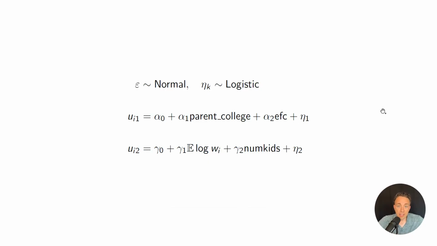So this slide summarizes the assumptions that we've made based on the data that we have. We're going to assume that epsilon is normal, and that eta k is logistic for k equal 1 to 2. We're going to assume that the schooling decision is a function of whether the parent went to college, that would be the Z variable from our theoretical model, and EFC, which is the schooling cost variable, just some measure of ability to pay by the family. And then in the second period, we might assume that K is the number of kids, which makes sense given what we had already seen in the data. And then maybe the expected log wage also enters the decision to work in the second period.